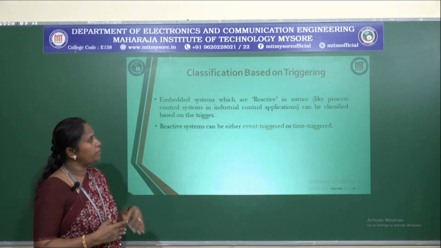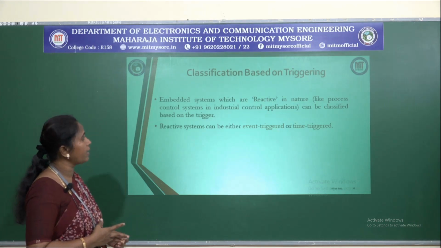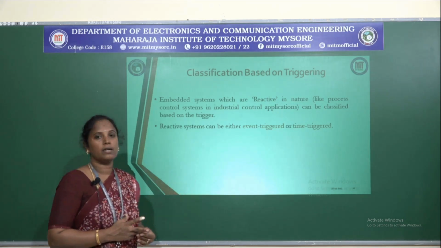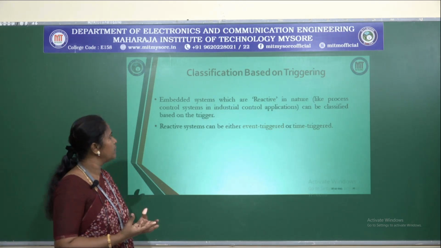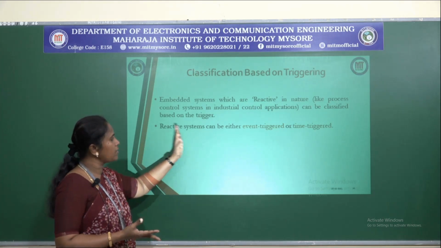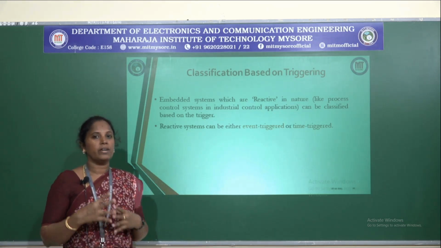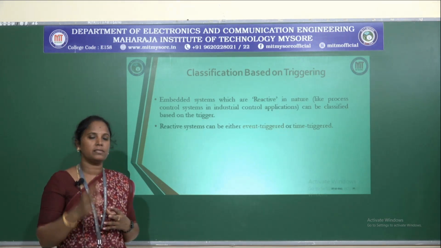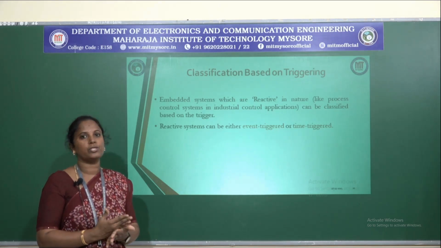So next we have classification based on triggering. Embedded systems which are reactive in nature, like a control system in industrial control applications, where you are going to control the opening and closing of a valve, can be either event triggered or time triggered. Triggering means that your embedded system is going to perform its operation only when certain conditions are met.